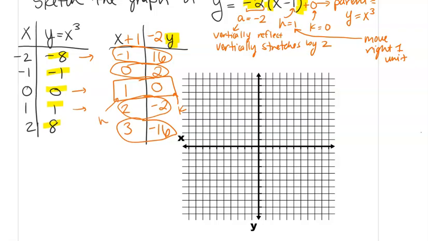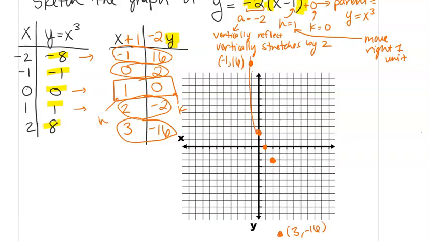And now we'll go ahead and plot them. So I have a point at -1, 16. We're gonna have to fudge the graph a little bit so I can fit it on here. I'll just label the point so there's no confusion. Then I have a point at 0, 2, 1, 0, 2, -2, and then 3, -16. We'll just kind of put it down there and label it.